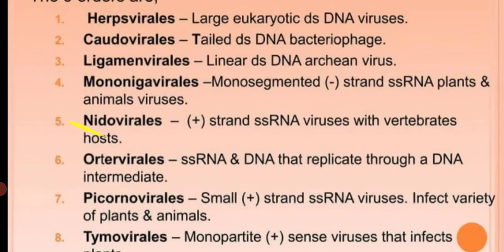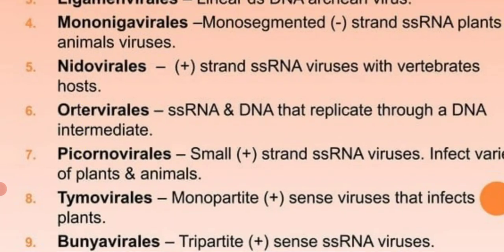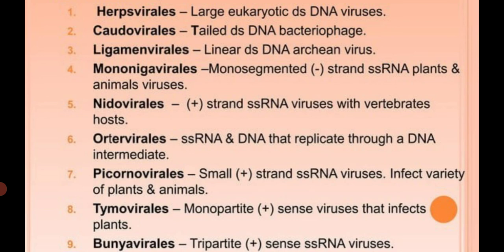Then the next order, Tymovirales, consists of monopartite positive sense RNA viruses which cause infection to plants. And the ninth order, that is Bunyavirales, consists of tripartite single-stranded RNA viruses. These were the 9 orders of ICTV classification.